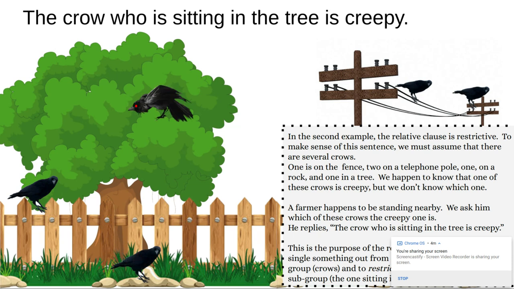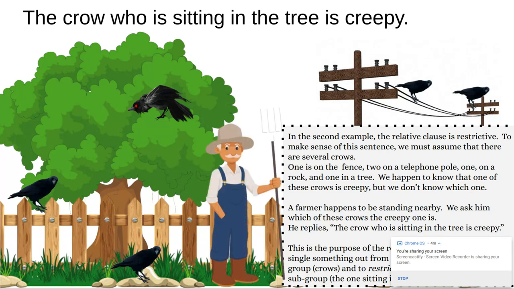We happen to know that one of these crows is creepy, but we don't know which one, right? But a farmer happens to be standing nearby. And so we ask him, hey, which of these crows happens to be the creepy one? And he replies, the crow who's sitting in the tree is creepy. And so that's the purpose of a restrictive relative clause, just to single something out from a larger group.